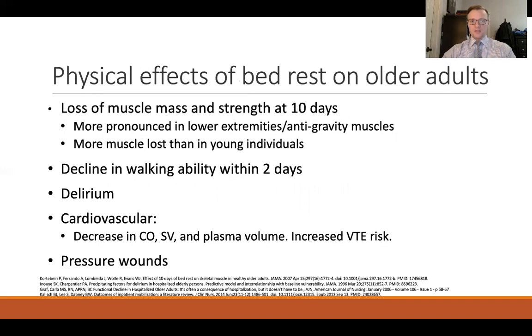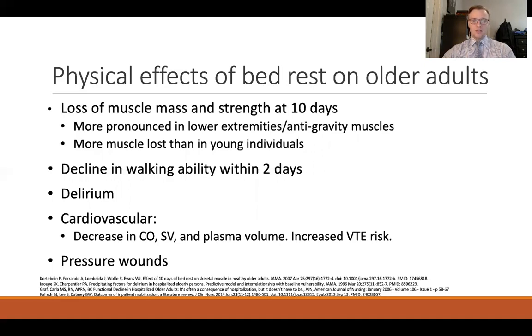So what are the effects of bed rest on older adults? We can see at 10 days a loss of muscle mass and muscle strength in older adults that is more pronounced in the lower extremities and anti-gravity muscles. And also, more muscle is lost in older adults than in younger individuals. There is also a decline in walking ability that is seen within 2 days of bed rest. And this is an important outcome because the ability to ambulate independently is crucial for older adults' functional independence.